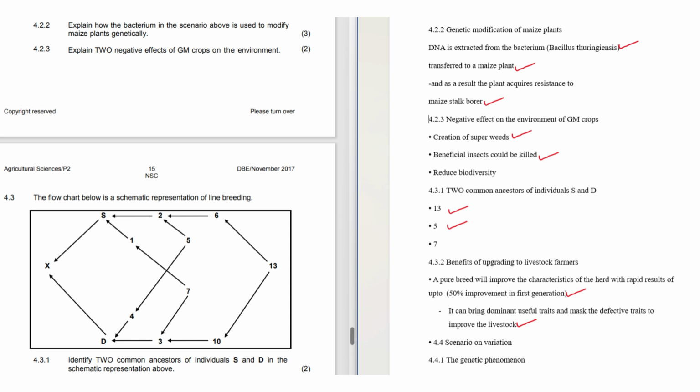4.3. The flowchart below is a schematic representation of line breeding. Okay, so as we can see, we have these lines. Okay, we have lines going from 13 then to all these numbers until x, right? Then let's go to the question so that we can see what we're looking at here.